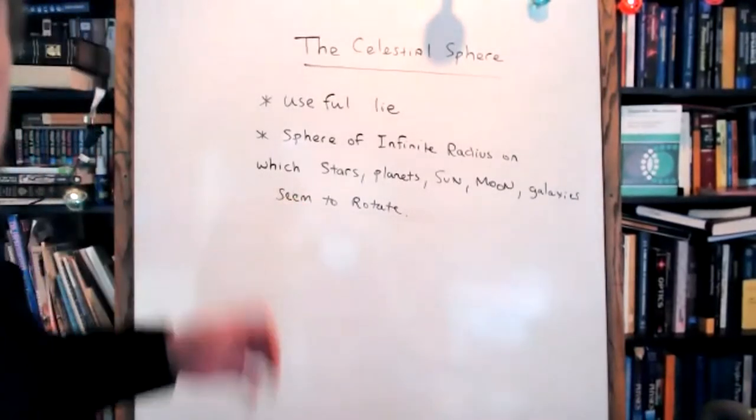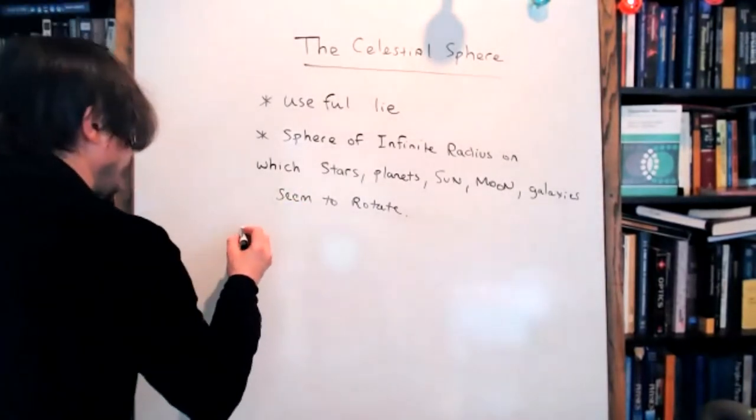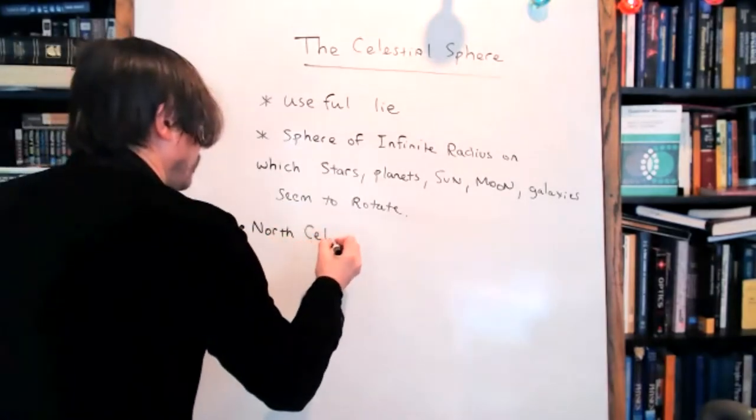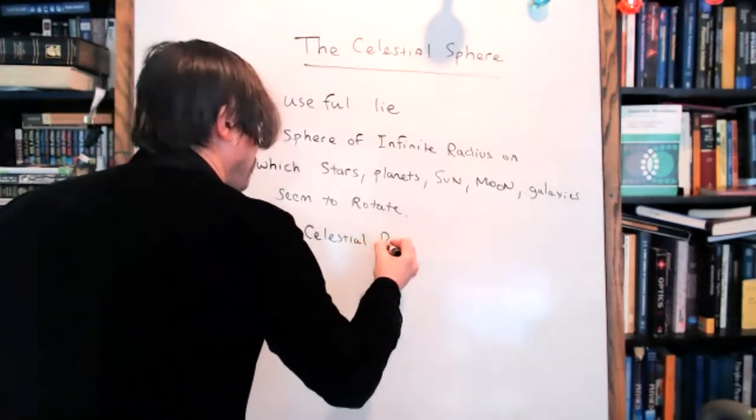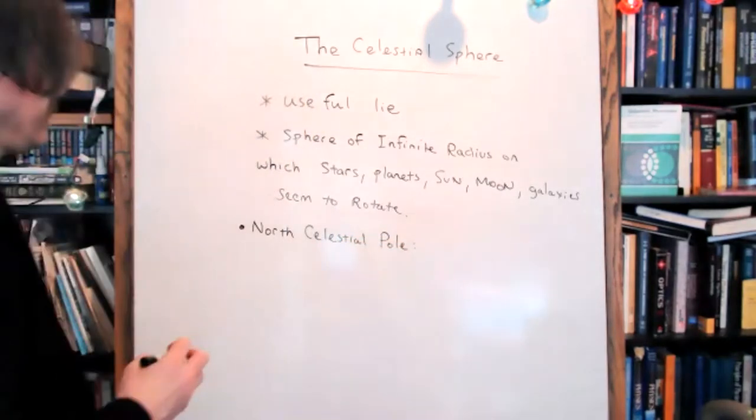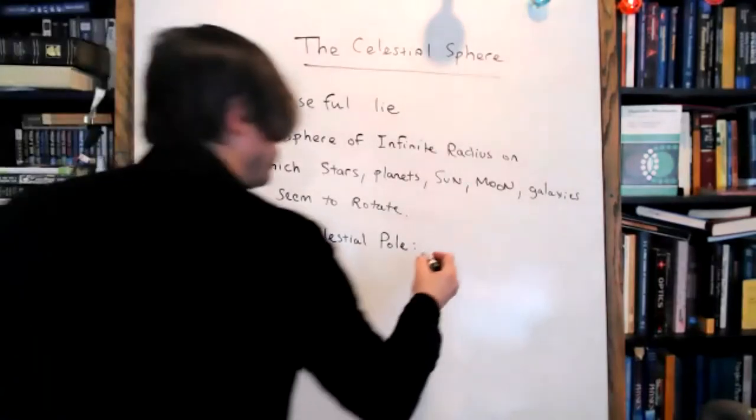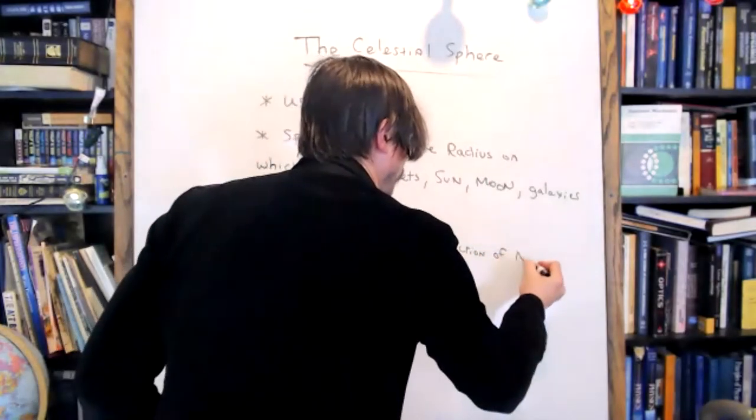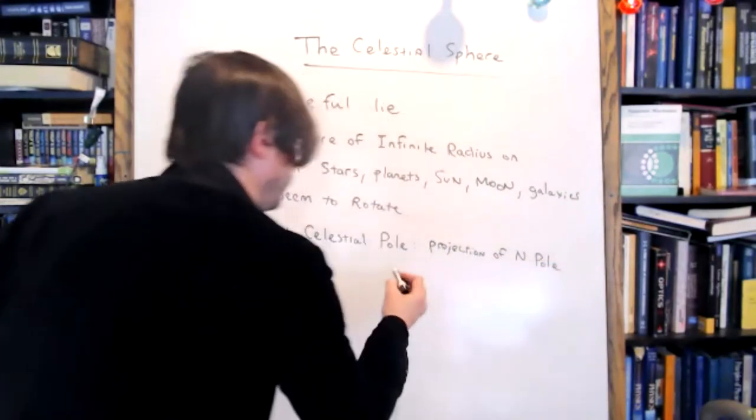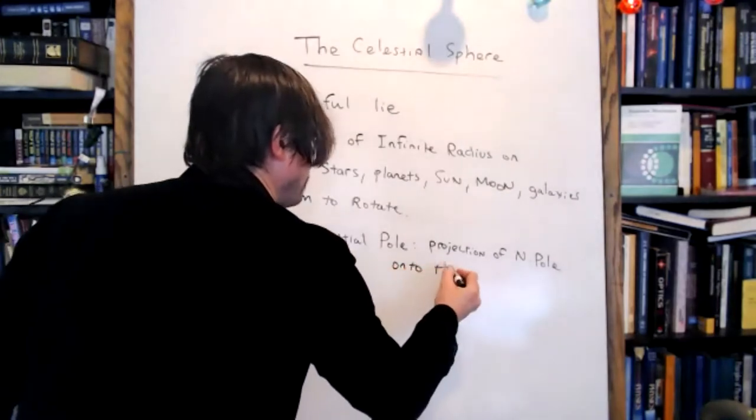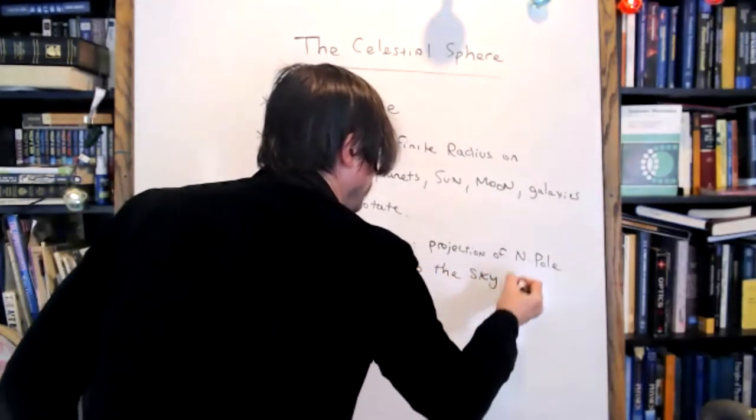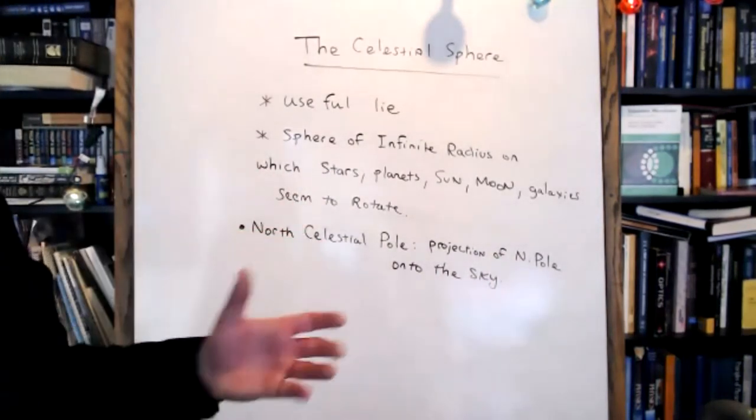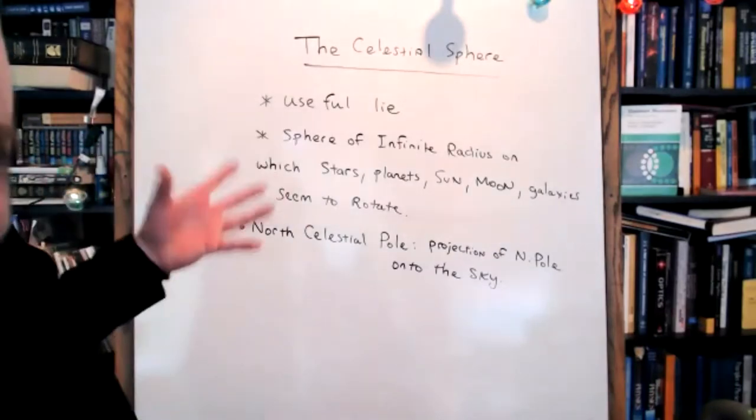There are some key points on the celestial sphere. The celestial sphere has a north celestial pole. All right. And that's the projection of Earth's north pole. And here's the idea, onto the sky. Not only is this a point on the celestial sphere, this is a point in your sky when you step outside and look up at night at the stars.